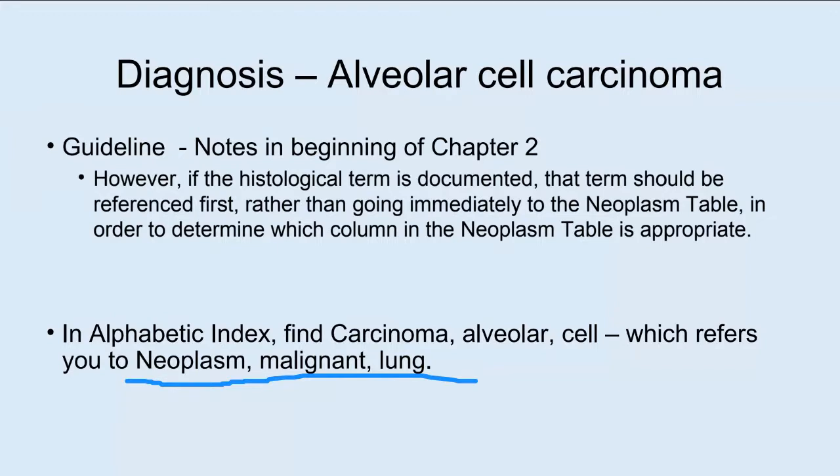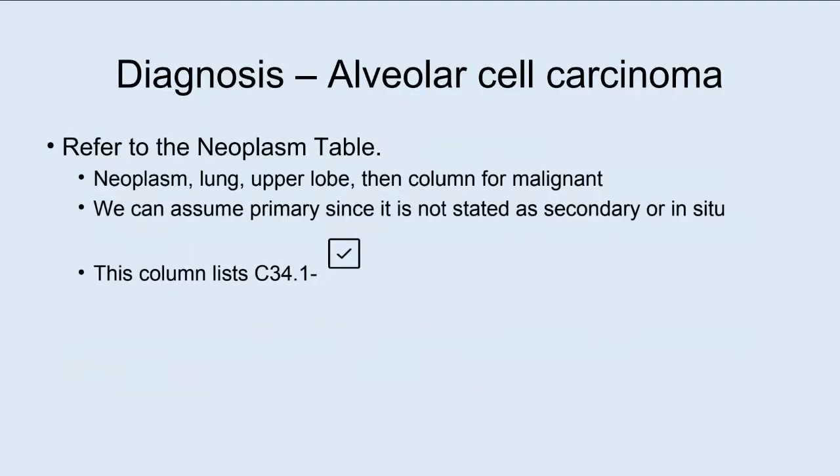So you find here that it's malignant lung, and then you go into the table for that. Okay, so we go to the neoplasm table and find neoplasm, lung, upper lobe, then column for malignant. We can assume that it's primary since it's not stated as secondary or in situ. So you can say this must be primary. And the column for malignancy lists C34.1, and then there's this dash, and then another check mark with a box. Both mean you need additional digits. That's what it's trying to tell you. More digits are needed. Very important.